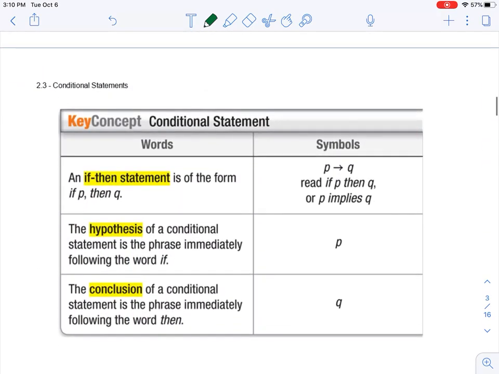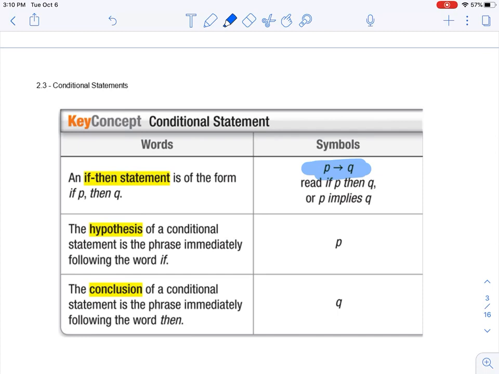So our key concept here is conditional statement. A conditional statement is a statement in if-then format, and you can write this in symbols, P then Q, and this is read if P then Q, or P implies Q. I'll keep saying it: if P then Q.